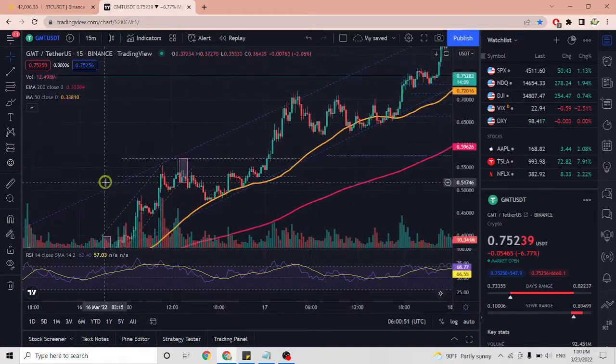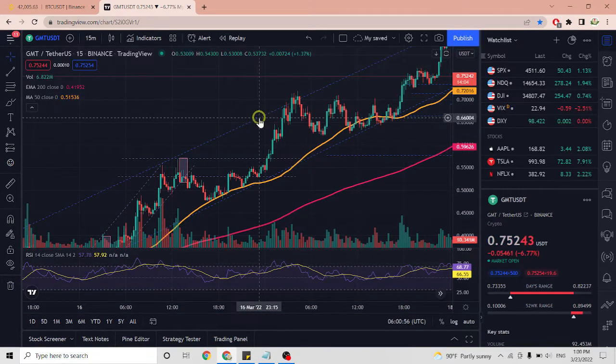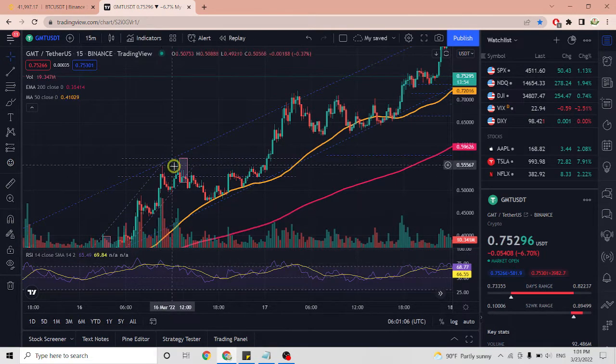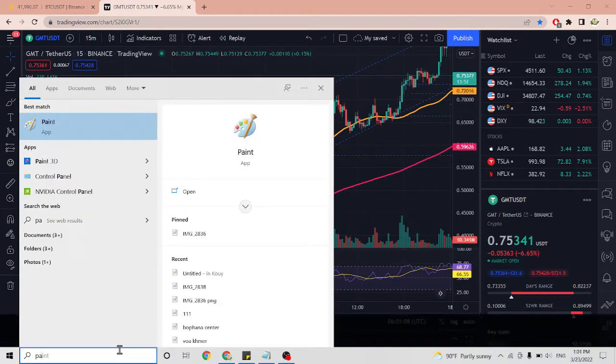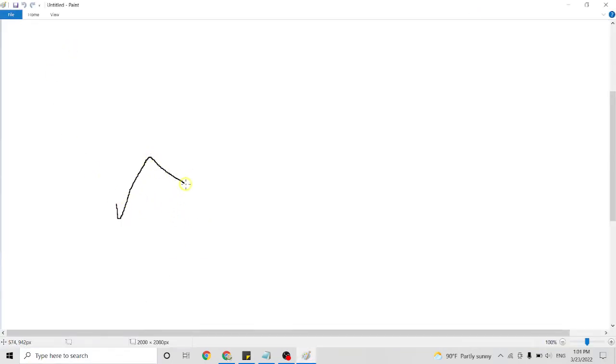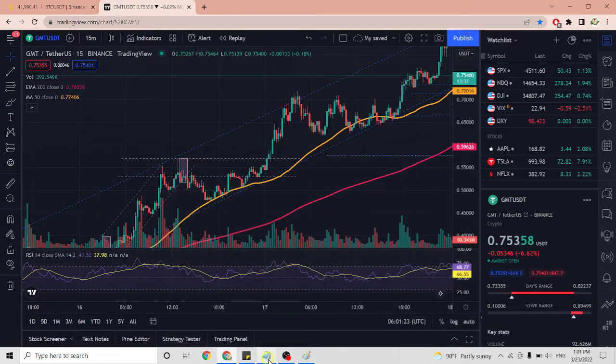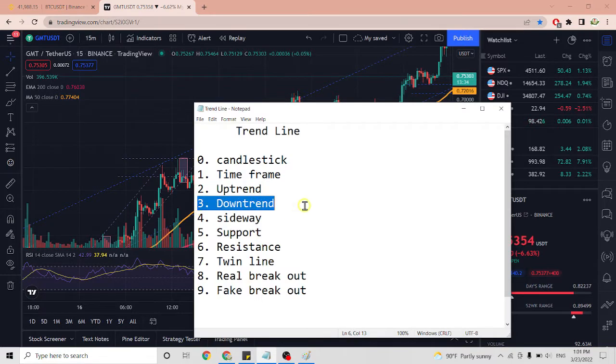Candlestick is going up. You look at this line and this line. Later I will tell you what this is. Okay, so this we call uptrend. See, it's going up, uptrend like this. Yeah, like this uptrend. Yeah, that's called uptrend. Okay, and then what is downtrend?